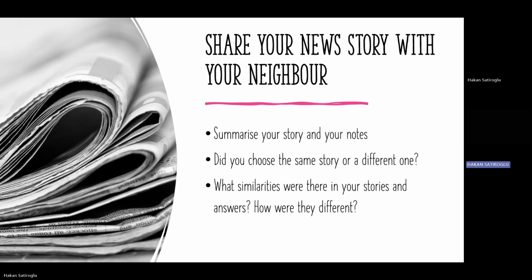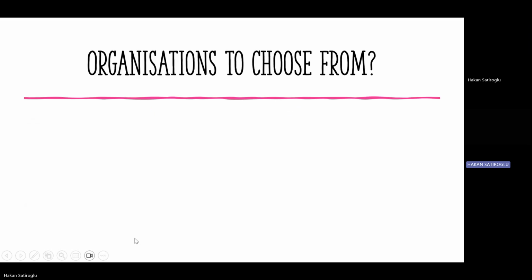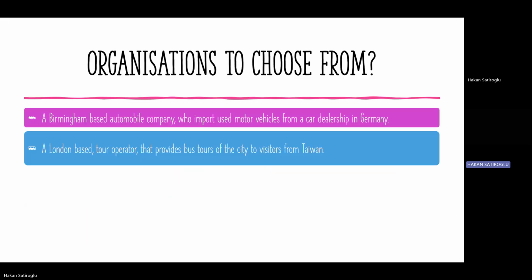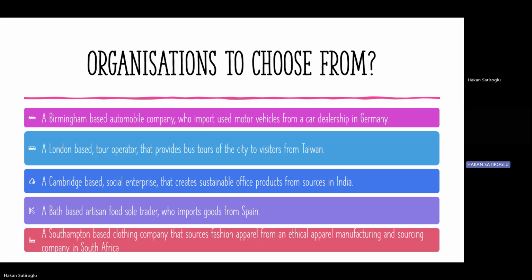Okay, so I'm going to stop here and I want you to read that link. That link is here, theconversation.com UK, and find these countries: Germany, Taiwan, UK, India, Spain. I don't mind South Africa. One of them, one of the improvements. I want to see that you are aware and that you are practicing what you learned in this seminar.